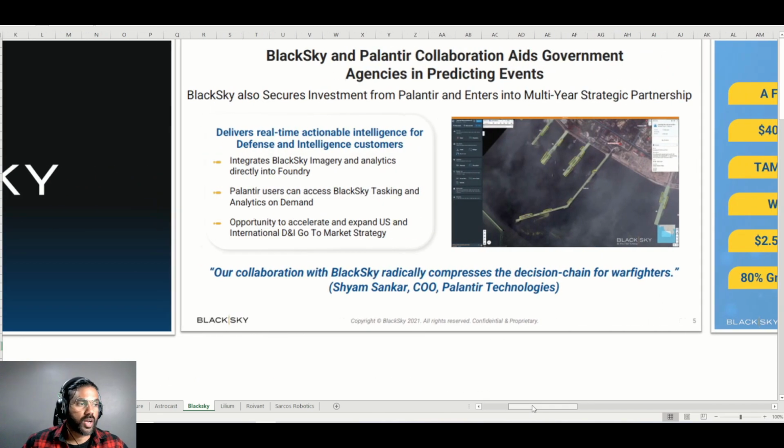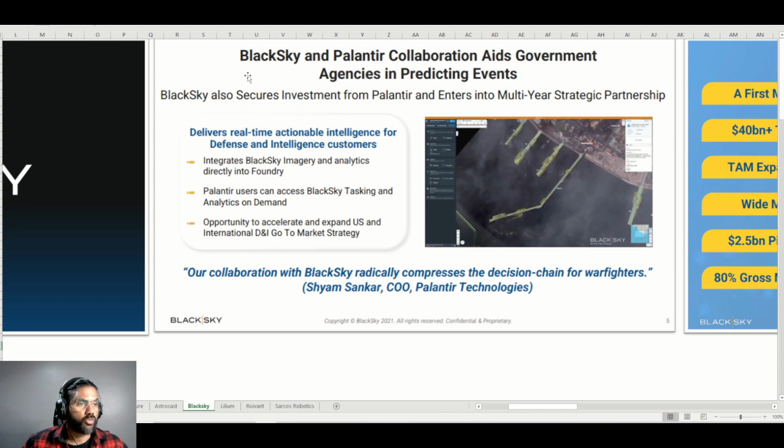So these slides that I was talking to you about before, this one was an interesting slide where they explicitly mention the partnership between Blacksky and Palantir. Blacksky and Palantir collaboration aids government agencies in predicting events. You were just watching a predicting scenario. Blacksky also secures investment from Palantir and enters into a multi-year strategic partnership.